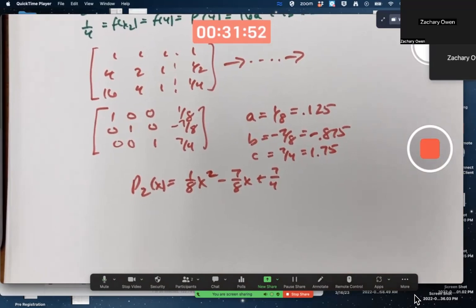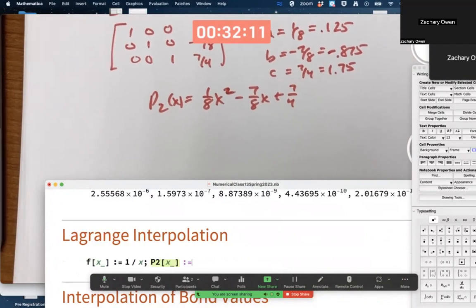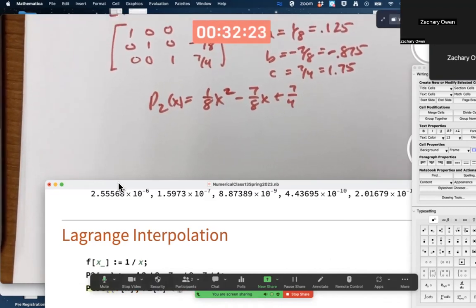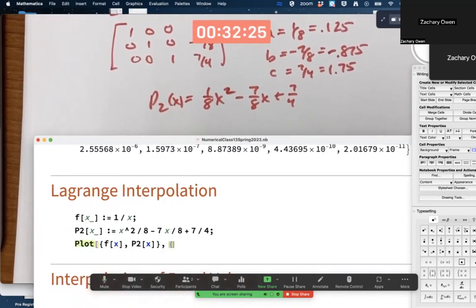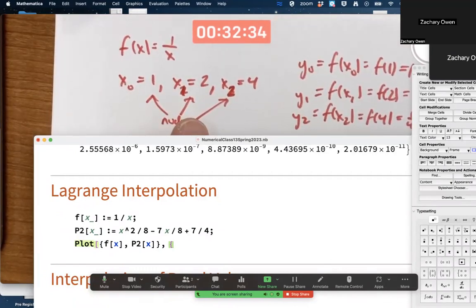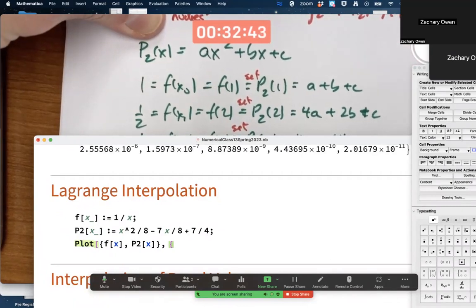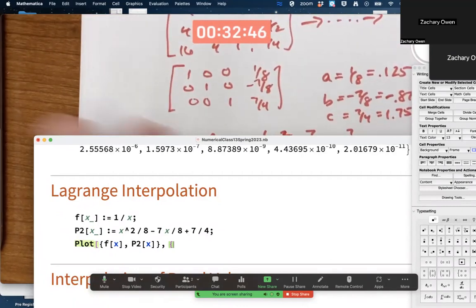Let's see how it does. F of x is 1 over x. P2 of x is x squared over 8 minus 7x over 8 plus 7/4. Plot both of these. The interval in question is from 1 to 4, the extremes of the nodes. By the way, the nodes also actually don't even have to be in order. It's most natural to do that. That's the typical thing to do. But again, the theory works even if they were out of order. It wouldn't matter what order you do these things in. You'd still get the same equivalent system of equations.